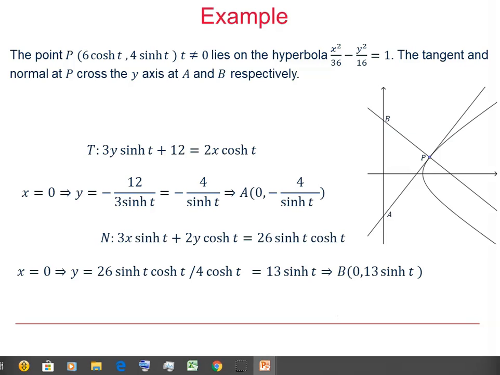So that's what we've done so far. We've shown that A is equal to 0, -4 over sine t. And here's the equation of the normal. What I'd like you to do is to check that you can do that, so pause the video. But once you've got the equation of the normal, then again putting x equal to 0 is straightforward and gives us 13 sine t for the y coordinate of B.